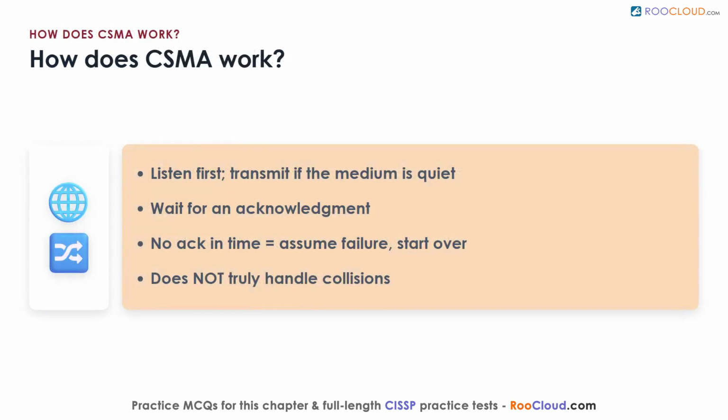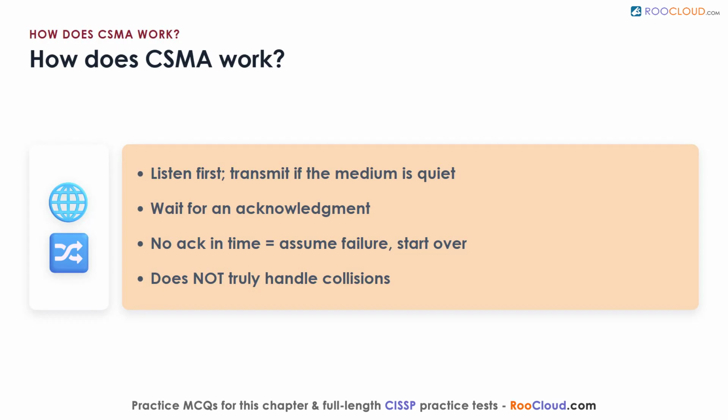How does basic carrier sensing work? By listening before speaking. In carrier sense multiple access, a host first checks whether the medium is in use. If it is quiet, the host transmits, then waits for an acknowledgement.